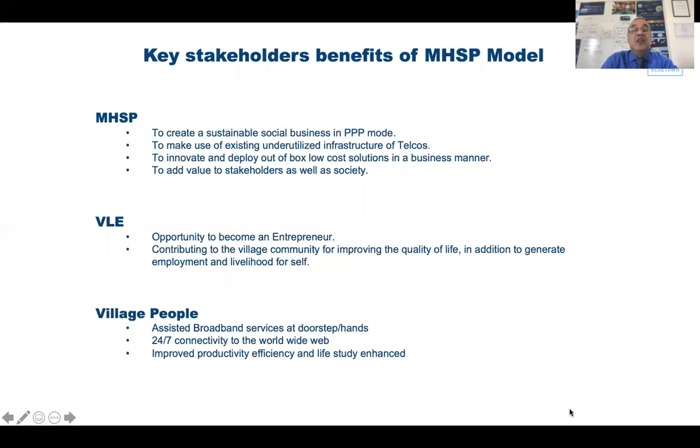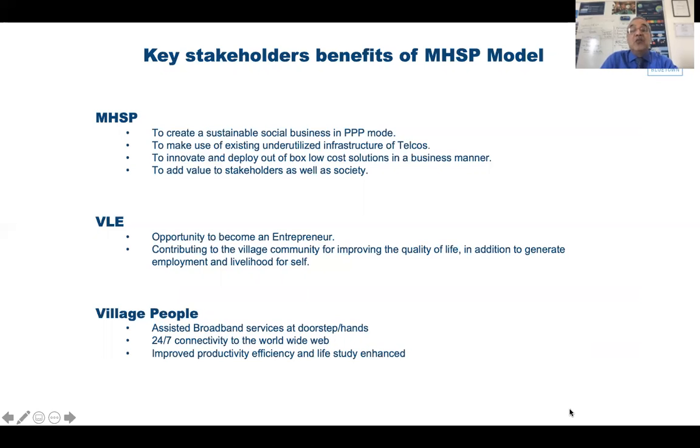The MHSP, who is doing the total investment, creates a sustainable social business in a public private partnership mode. So it is a social business, not just a charity. It makes use of existing underutilized infrastructure of telcos, to innovate and deploy an out-of-the-box solution in a business manner, to add value to stakeholders as well as to society. So that is the MHSP gain.